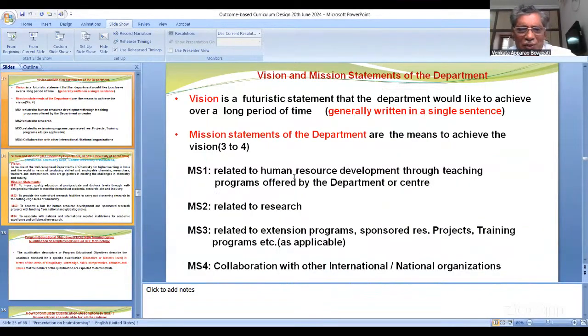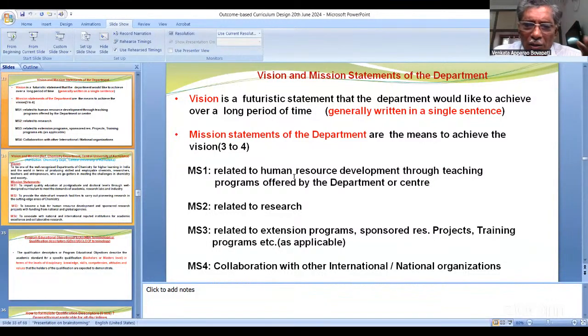So vision and mission statements of the department, how do you write? Now, I'm going to explain the how part. The what part I have explained already. Vision is a futuristic statement that the department would like to achieve over a long period of time, generally written in a single sentence. I will give you an example also.